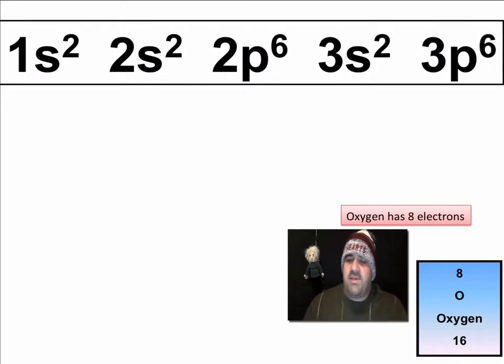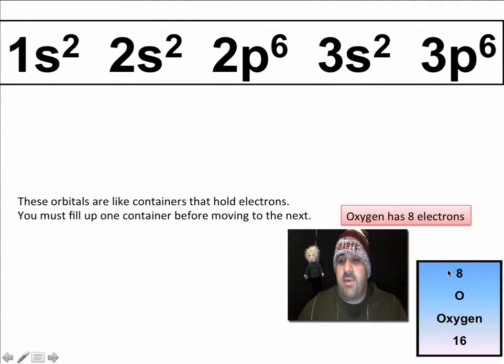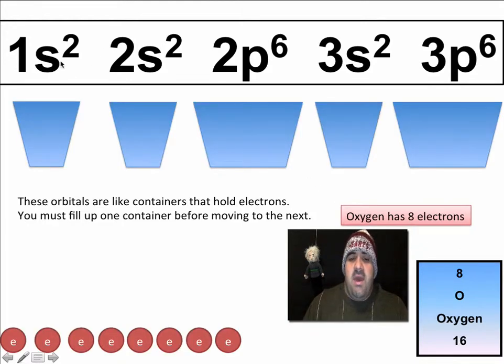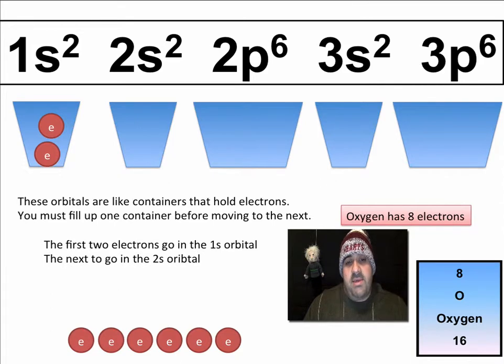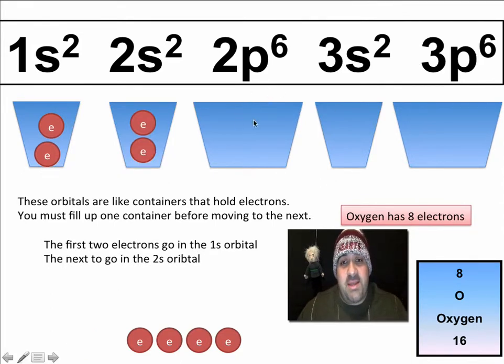So let's look at oxygen. Oxygen, of course, has 8 electrons, 8 protons on a periodic table. We're just assuming it's neutral. So we have a neutral oxygen atom, 8 protons, 8 electrons. And these orbitals are containers. And we're simply going to fill the containers up with electrons. The first 2 go in the 1s. The next 2 go in the 2s. And now I can fit up to 6 electrons in here, but I don't have 6 electrons to put in here. I only have 4.